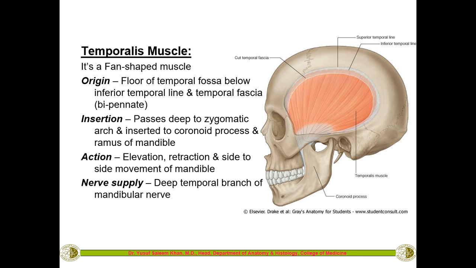Coming to the muscle, the temporalis muscle, this is the temporalis muscle here.